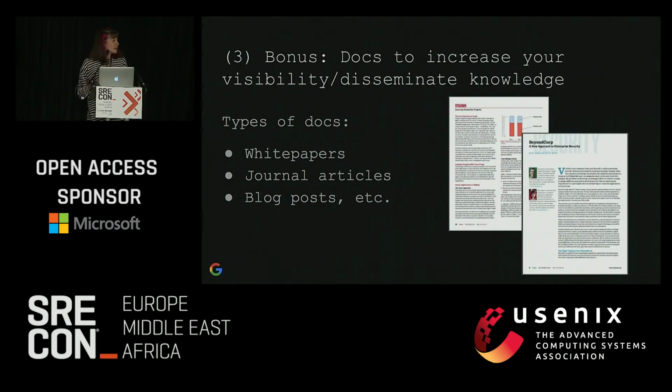Okay, and I put one bonus bucket here as a stretch goal. Sometimes you have projects or work that you'd like to share outside of your team or your user base or your company or organization. So a tech writer can also help you get that information out externally. Some potential avenues for external publication, depending on how formal you want to get, are a white paper, a journal article, or blog posts or other internet publications.